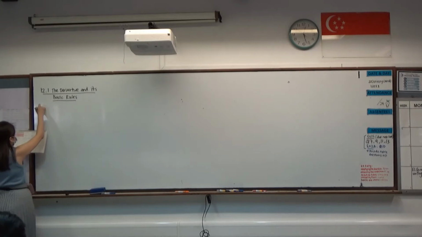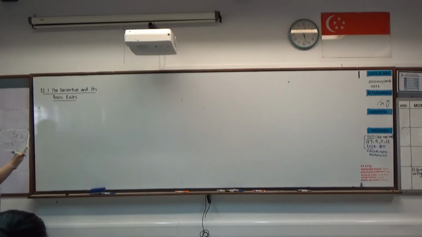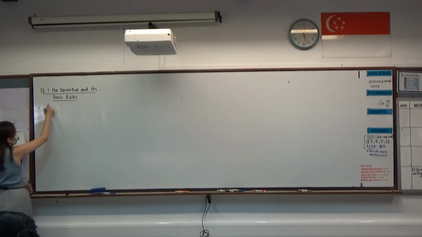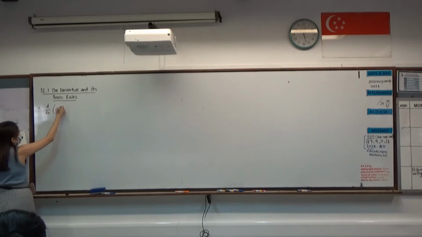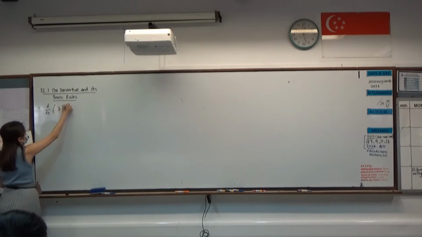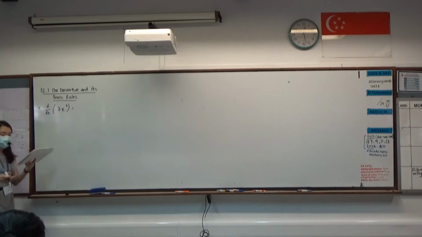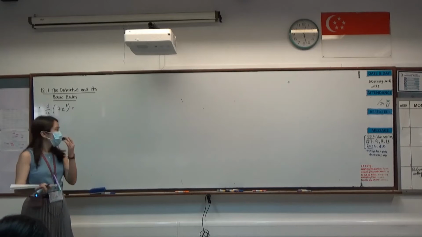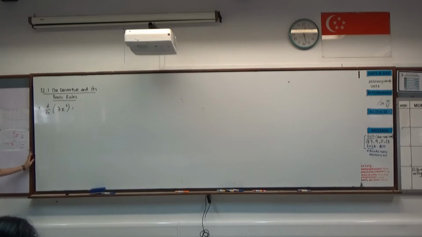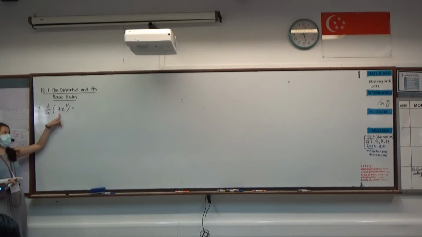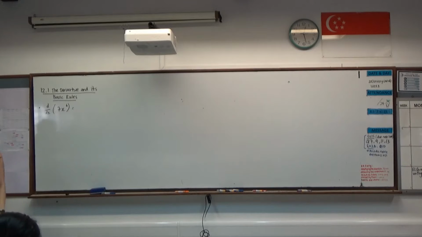To recap, if I am differentiating, let's say for example, 7x to the power of 6, what would the answer actually be? What would the differentiation of 7x to the power of 6 be? This is differentiating with respect to x. 7x to the power of 6 is what we want to differentiate. So what would the answer actually be?